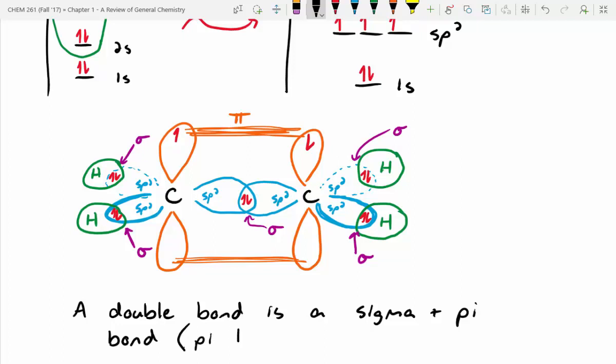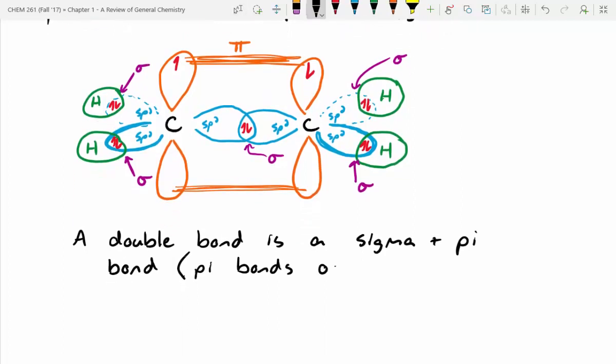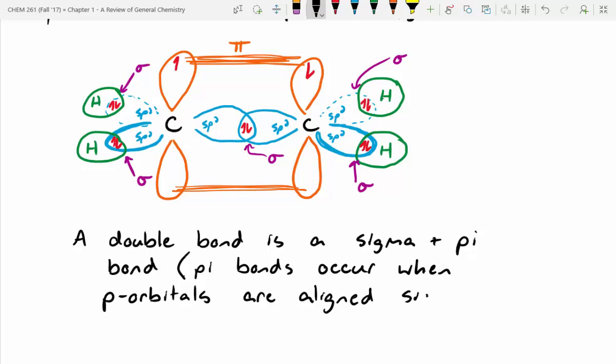And it's important to remember that pi bonds occur when p orbitals are aligned side on. So it doesn't work if you've got p orbitals that are actually perpendicular to one another. They have to be aligned, kind of parallel-like. Does that make sense? In order for the overlap to occur well. So this would be a good orbital drawing.